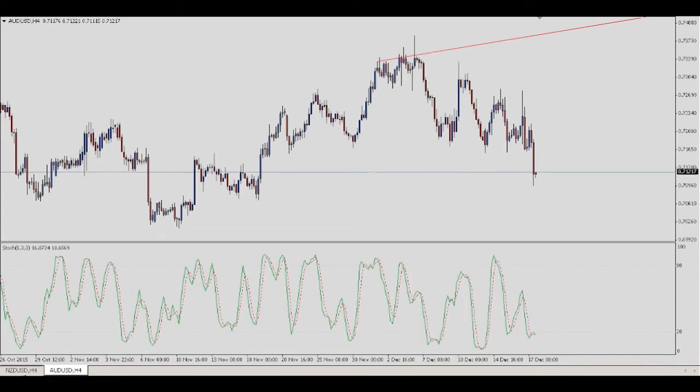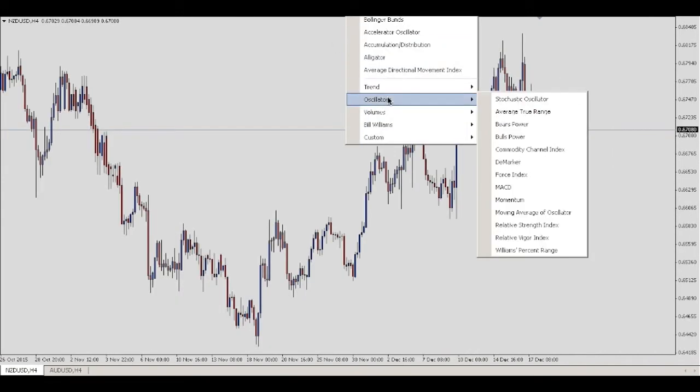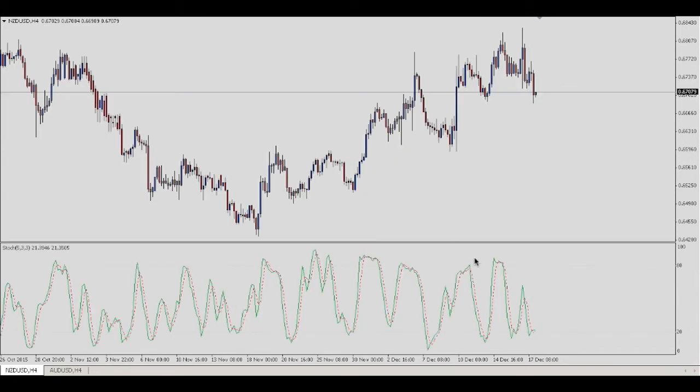Okay, let's look at another example. NZD/USD. Let's pull up our stochastic oscillator. As you can see, it's a trending market, trending upwards, right? Now let's draw this trend line in here really quick. And as you can see, the market is approaching oversold territory.